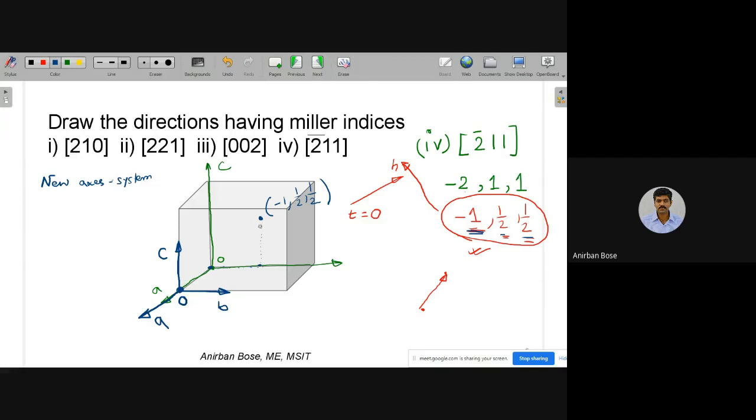Okay, so finally, which is the direction then? The direction I am showing you by the black color. You see, this will be the direction. So from the origin, basically we have joined, and this is the direction represented by bar 2, 1, 1. Now if you have any query, you please ask at this moment.